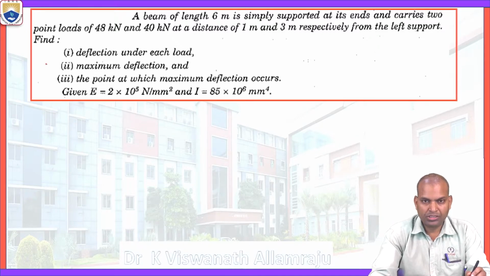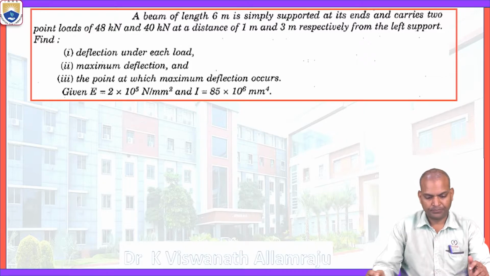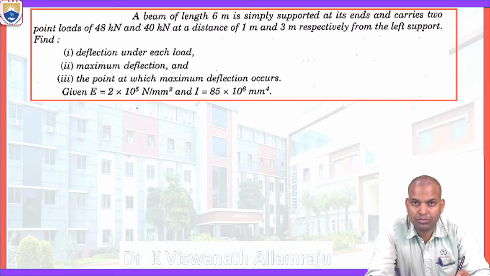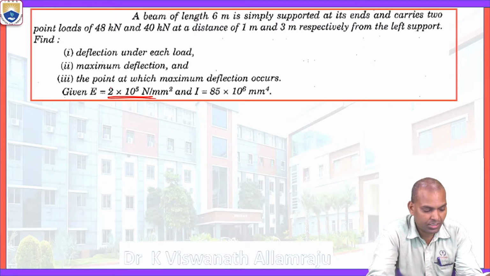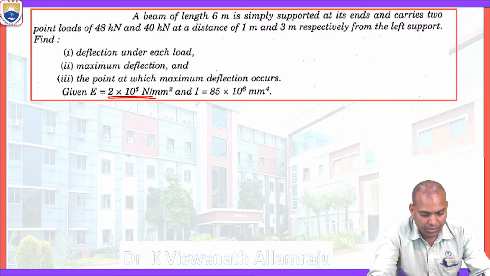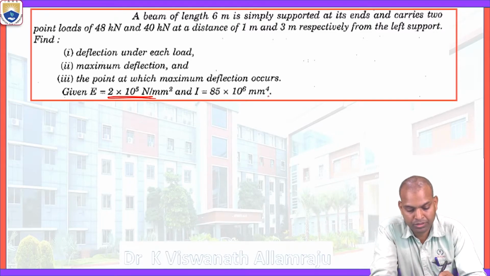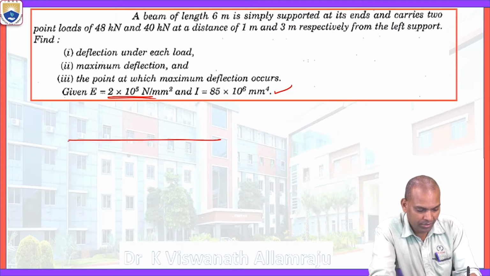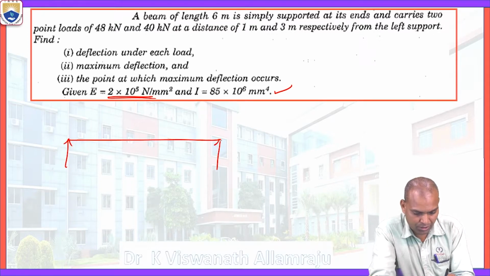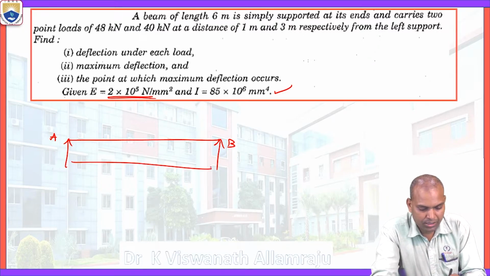So the input parameters given are the load and the properties of the material, that is E equal to 2 into 10 power 5 Newton per square millimeter, that is the modulus of elasticity, and the area moment of inertia, that is 85 into 10 power 6 millimeter to the power 4. If you draw the diagram, it is simply supported at A and B. The length of the span of the beam is 6 meters.